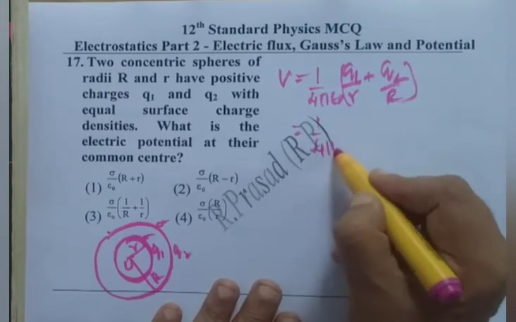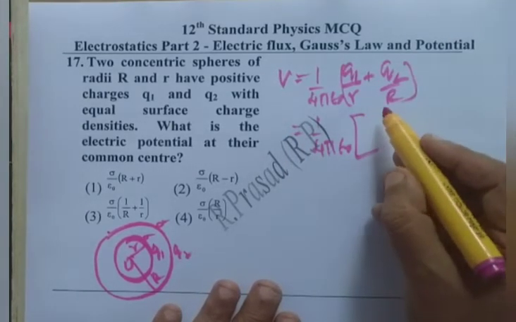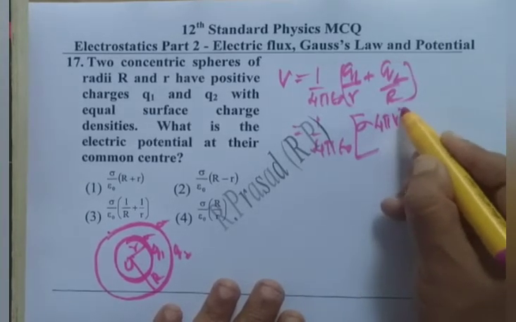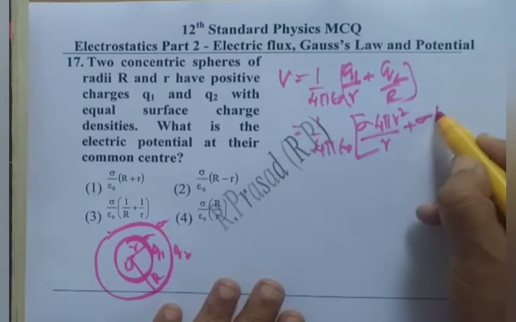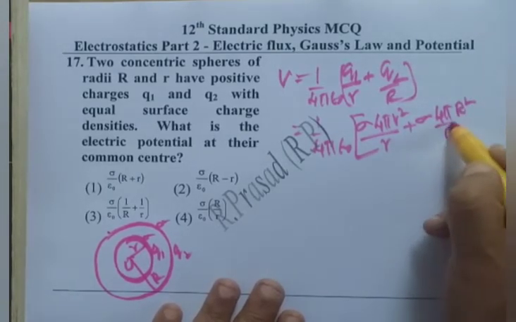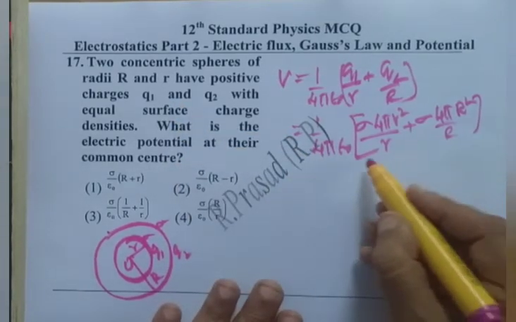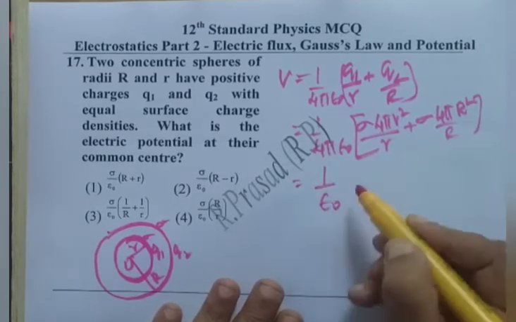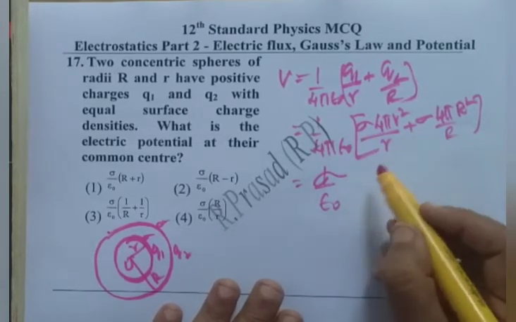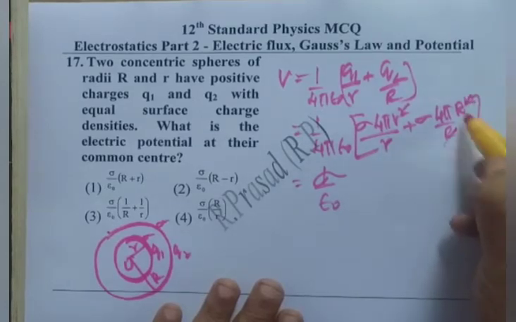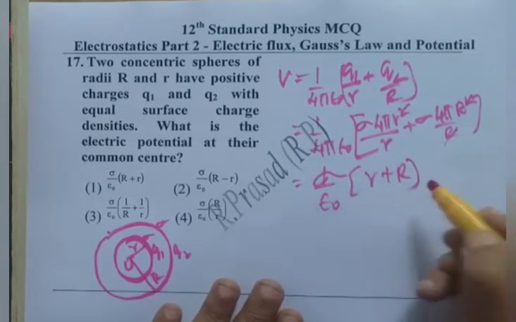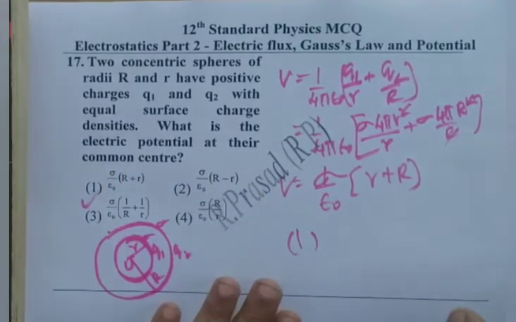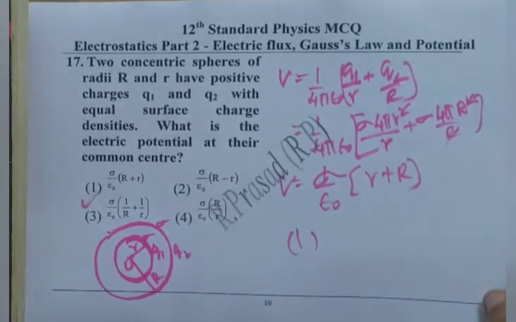But 1 by 4 pi epsilon naught Q1, in terms of sigma, if we write, sigma 4 pi r square by r plus sigma 4 pi R square by R, as sigma is given to be the same charge density. Say 4 pi goes, 1 by epsilon naught, sigma can be taken out. So what we are left with is, 1 r cancels, 1 R cancels, r plus R. Therefore, option 1 is right. Potential at the common center is sigma by epsilon naught times (r plus R).